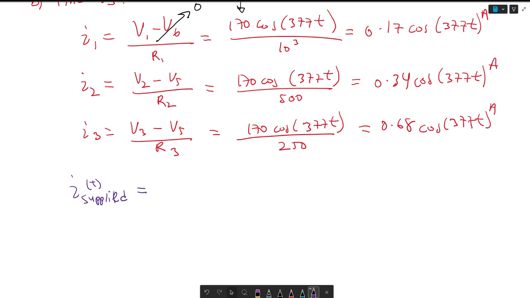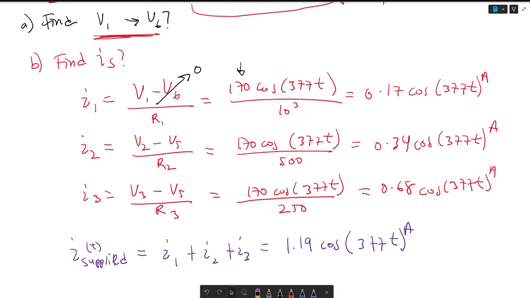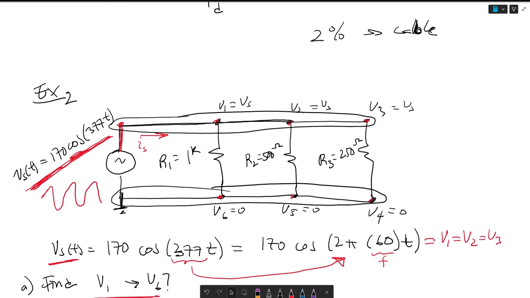As a result, we can say that I supplied, I of t supplied, is equated to I1 plus I2 plus I3, which is equal to 1.19 cosine 377t amps. And if you don't understand why we can say that, this is a quick depiction.